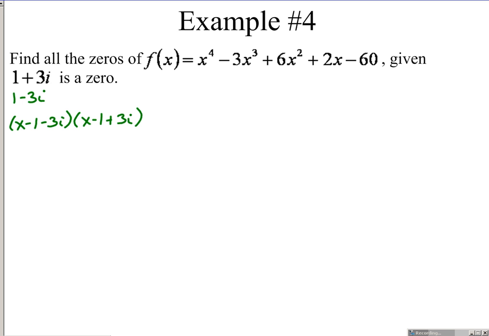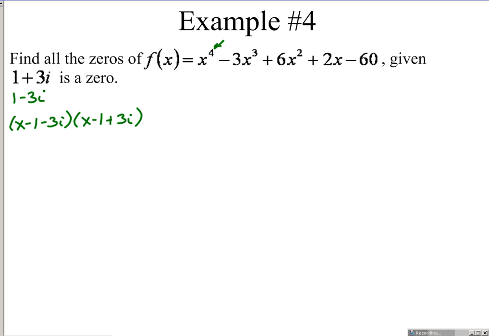When I multiply that out, now I'm going to get a quadratic, which is going to represent the factors for 2 of the solutions. We know there is a total of 4 solutions since this is a degree 4 polynomial. And then I can divide that factor into our degree 4 polynomial to find our second quadratic factor, which we then can use to find the last 2 solutions. So let's multiply these 2 factors together.